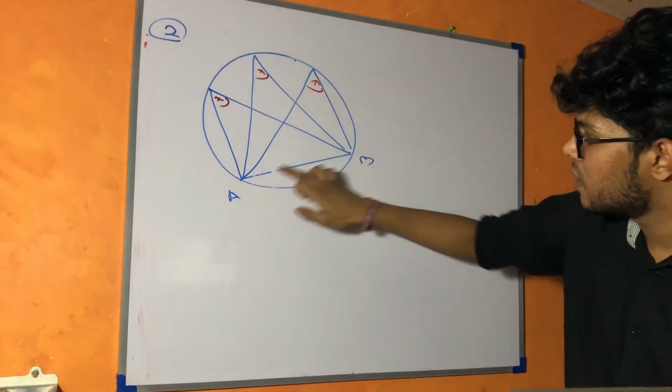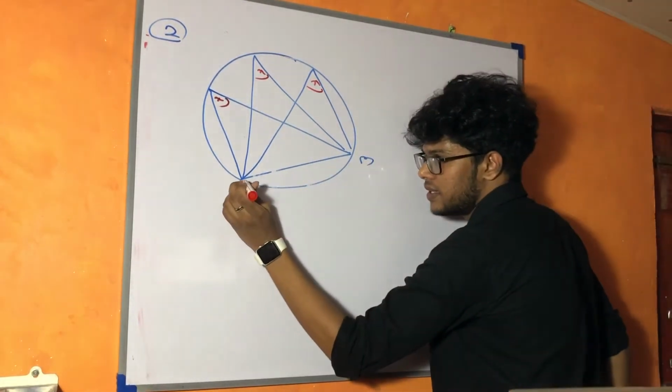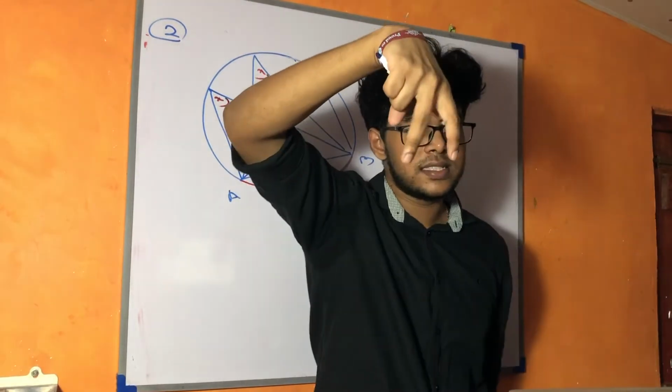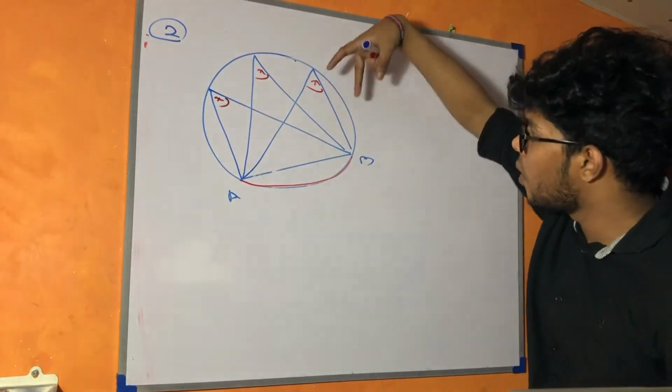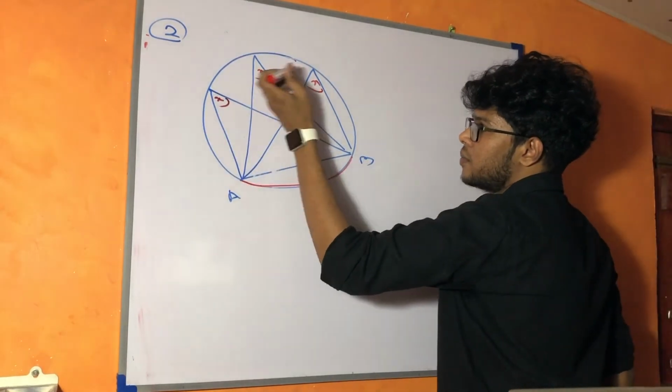So if this is a chord, the angle standing on this arc, I told you, just imagine someone standing. So all the angles standing on this arc, these angles are going to be equal.